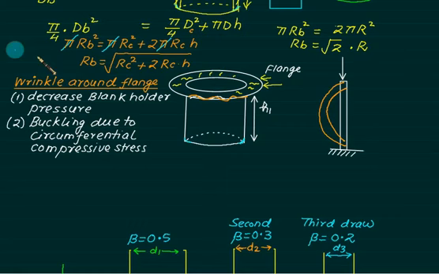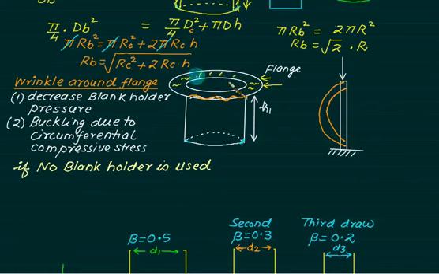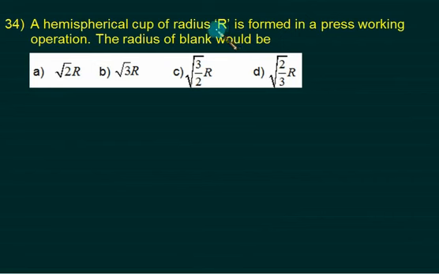Now suppose they ask: if no blank holder is used, then no stress is produced in the flange. For a hemispherical cup of radius r, what is the blank size? The surface area of a hemisphere is 2 pi r squared, and the area of the blank is pi rb square, where rb is the radius of the blank. So pi will cancel and you will get rb equals root 2 times r. So this choice is correct.